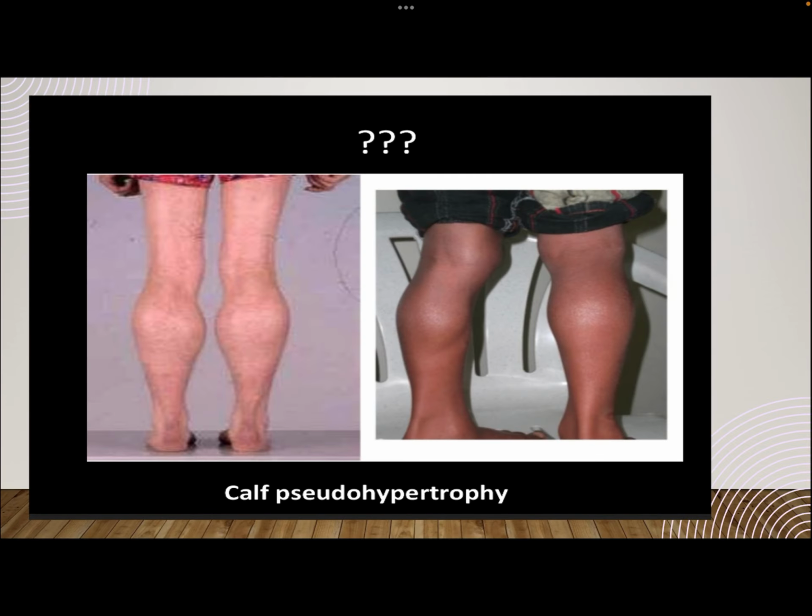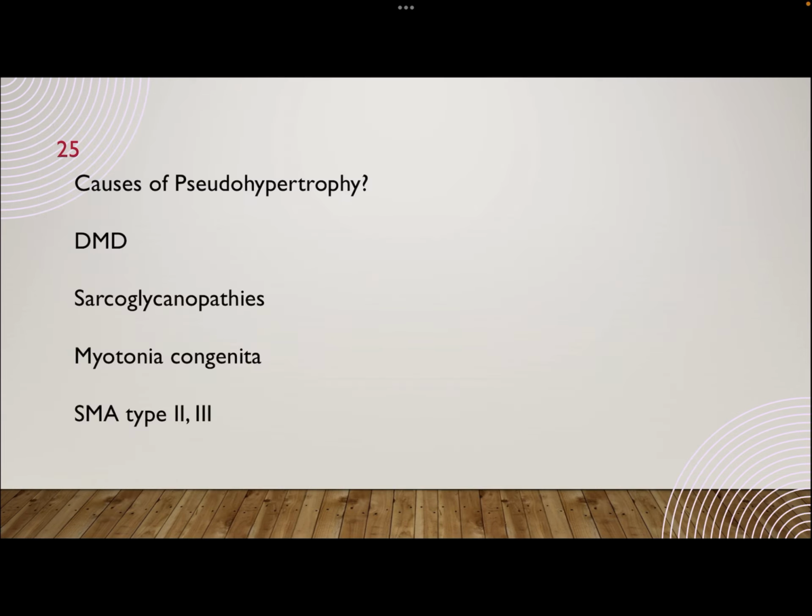So why do we say it's pseudo? Because it is not just the muscle that is hypertrophied. Here the hypertrophy is due to deposition of fat and overgrowth of the connective tissues. It's not just the muscle that is hypertrophied, so it's known as pseudohypertrophy. It is seen in the case of Duchenne's muscular dystrophy. So what are the causes of pseudohypertrophy? The important ones are DMD, Duchenne muscular dystrophy, sarcoglycanopathies, myotonia congenita, SMA type 2 and type 3.